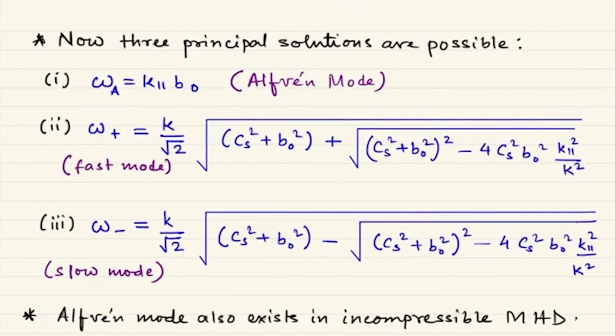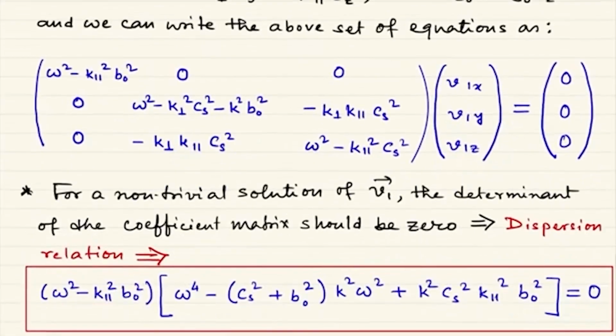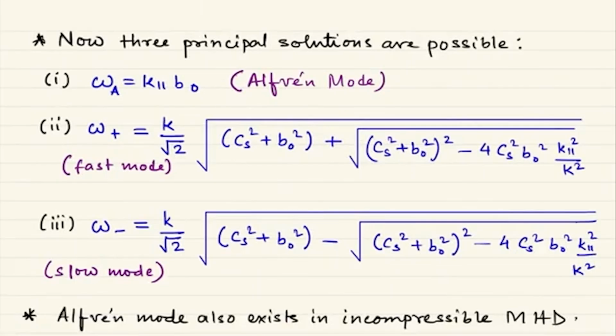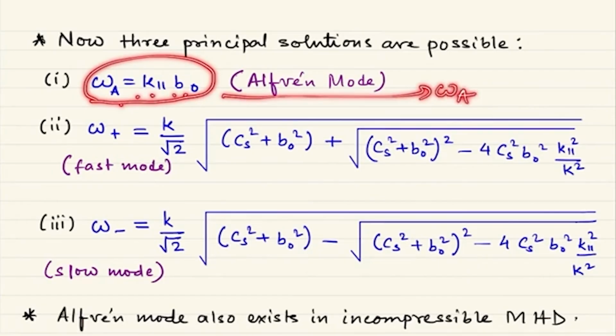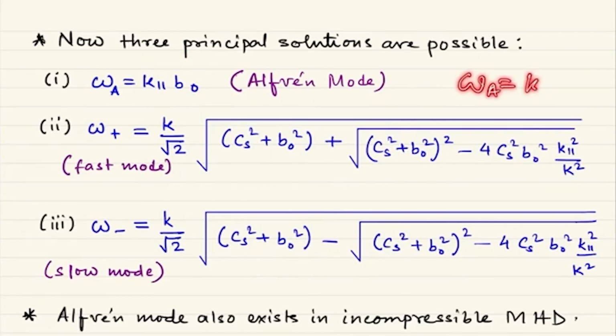Now we can easily understand that since we are not talking about the negative solutions of omega, just considering positive solutions of omega, there are 3 solutions which are possible. One is from this and 2 are from this part. So the first one is of course omega A is equal to K parallel B0. Another way of writing this is omega A is equal to K dot B0.